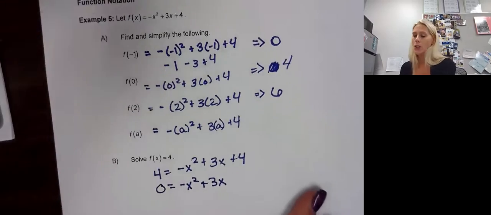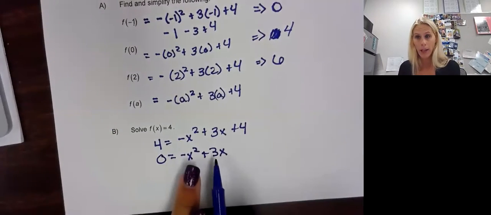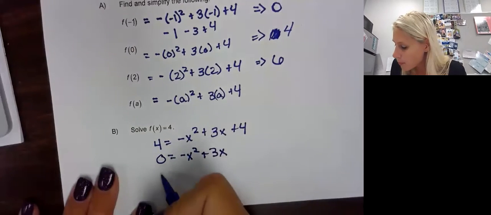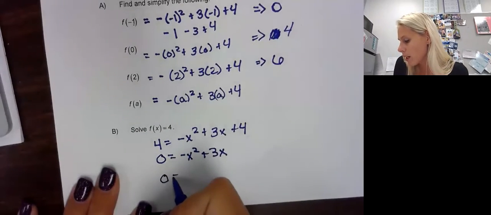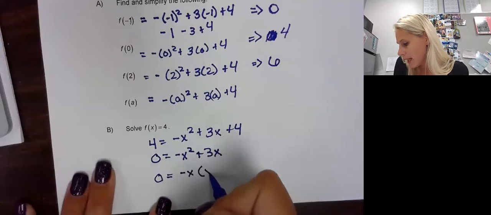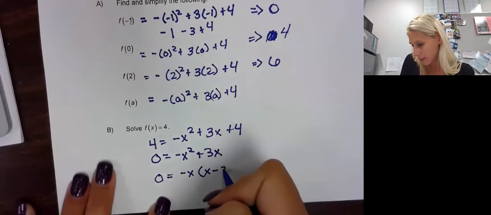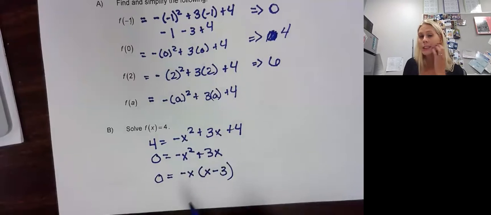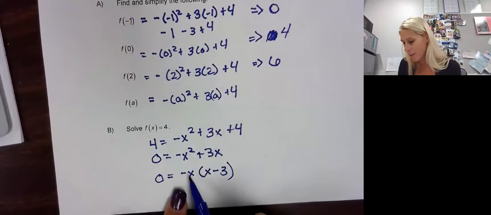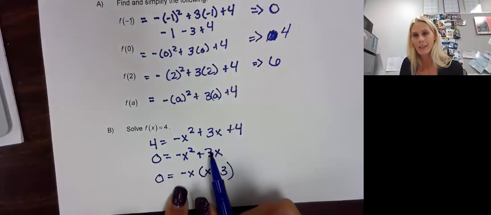Then what I'm going to do is factor out an x, because what do they have in common? They have an x. But I'm actually, in this case, going to also factor out the negative, leaving me x, and then if I'm factoring out a negative, this becomes negative 3. I can double check my work, because if I distribute that back in, negative x times x is negative x squared. Negative x times negative 3 is positive 3x.